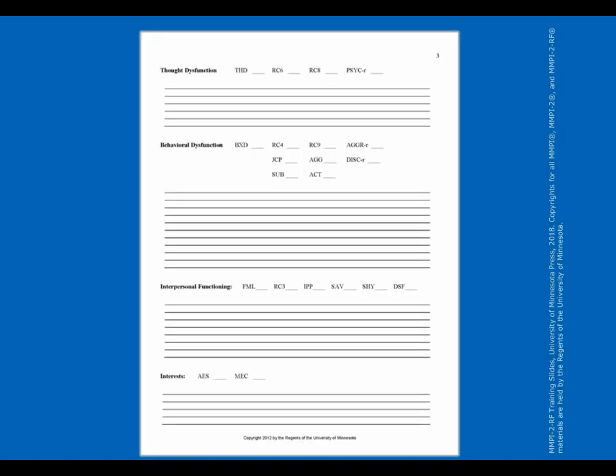On page 3 of the interpretation worksheet, which we see here, we have the 3 remaining substantive domains of the MMPI-2-RF: thought dysfunction, behavioral dysfunction, and interpersonal functioning. And both thought dysfunction and behavioral dysfunction have this hierarchical structure by which we interpret the scales, as we've discussed earlier in the context of emotional internalizing dysfunction. And we also have here the interpersonal functioning domain. These scales have no hierarchical structure, so you're going to interpret them in the order of the most extreme elevations being interpreted first. And then finally we have the 2 interest scales.